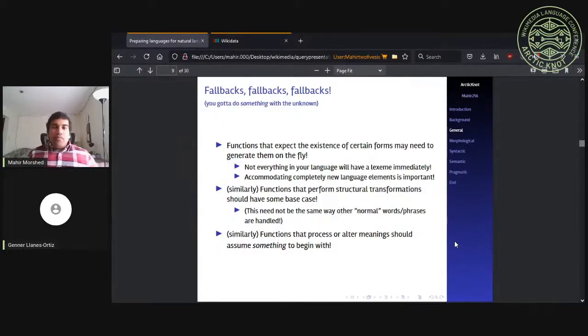And similarly, if we want to assemble, for example, a noun phrase or an adjective phrase, it's important that whatever functions you use to perform these transformations have some sort of base case, something that you can apply regardless of the other words around it. And this need not be the way that you might treat normal words, because it may be better that you use the paradigms for foreign phrases, sorry, in that case. And if you alter meanings or process words depending on their meanings, you should assume something about the meaning to begin with, for unknown words. So again, that's fallbacks, ultimately. It's one thing you should pay attention to.